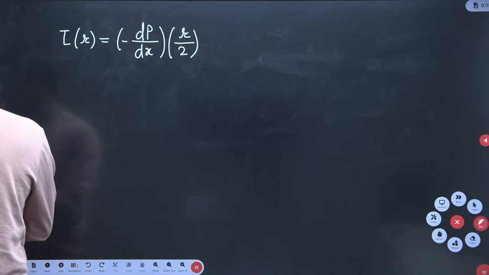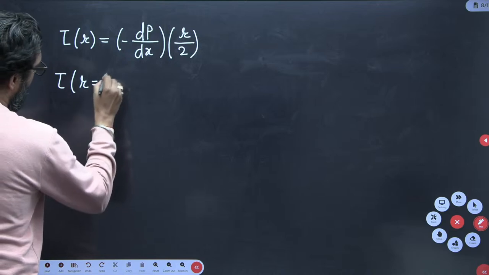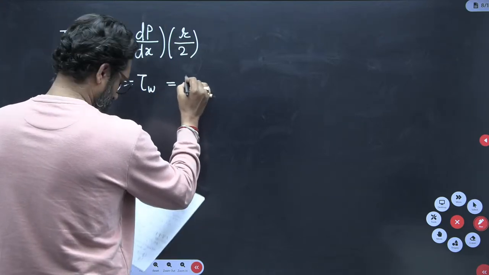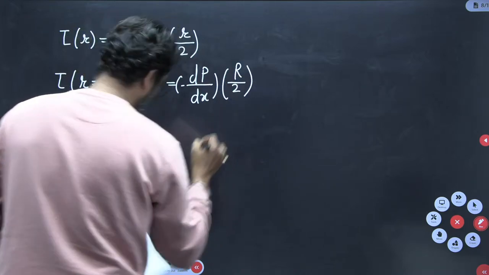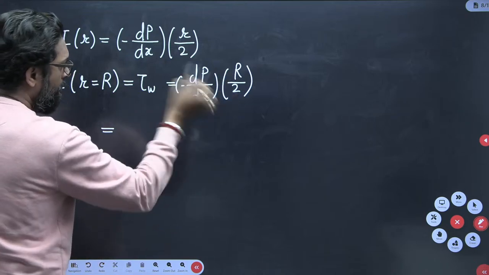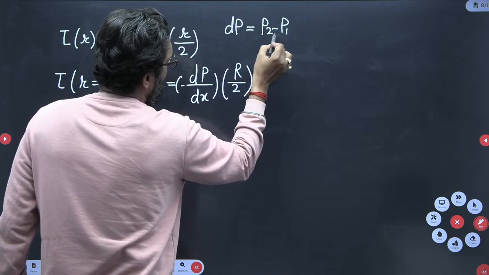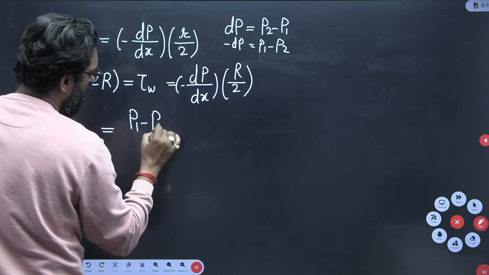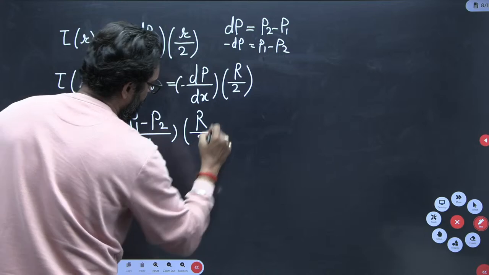So if you find tau at R equal to capital R, that means at the wall, pipe surface. So what is this? Minus dP by dx, here R by 2. And what is dP, the change in pressure? This is negative. So P2 minus P1, and it is already negative. So minus of dP is P1 minus P2. And if total pressure is P1 minus P2, the total length is L, into R by 2.